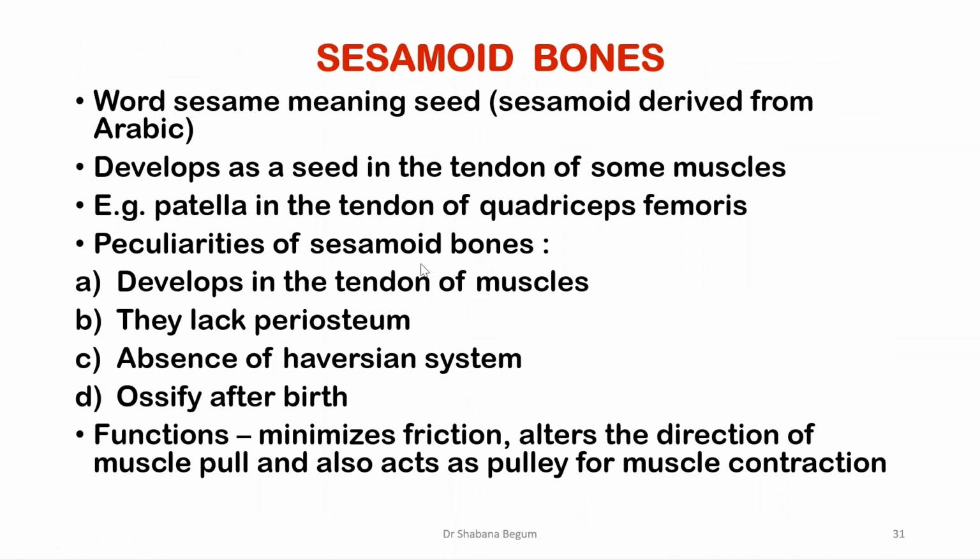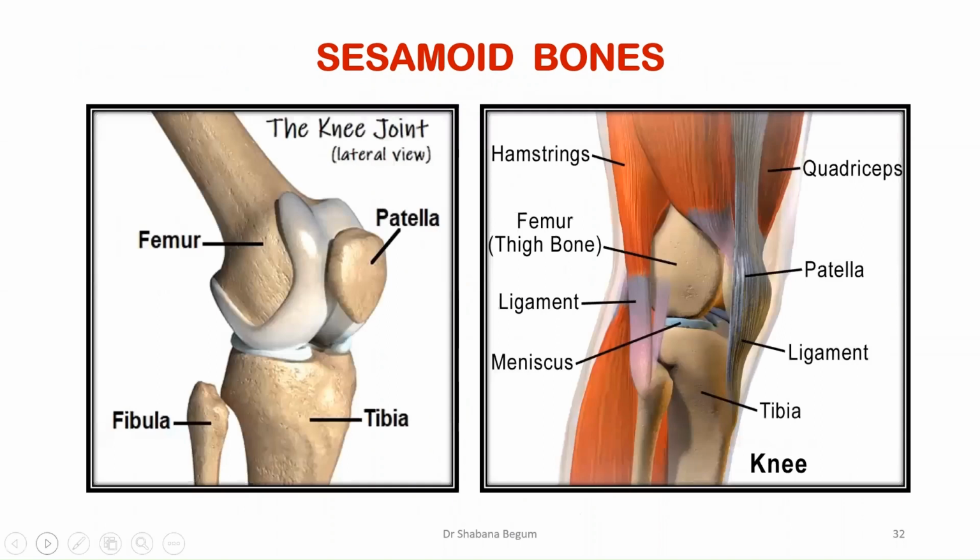What is the peculiarity of the sesamoid bones? They develop in the tendon of the muscles. They lack periosteum. There is absence of Haversian system, and these bones ossify after birth, usually from multiple centers. The largest sesamoid bone is the patella. It develops in the muscle, the quadriceps femoris.